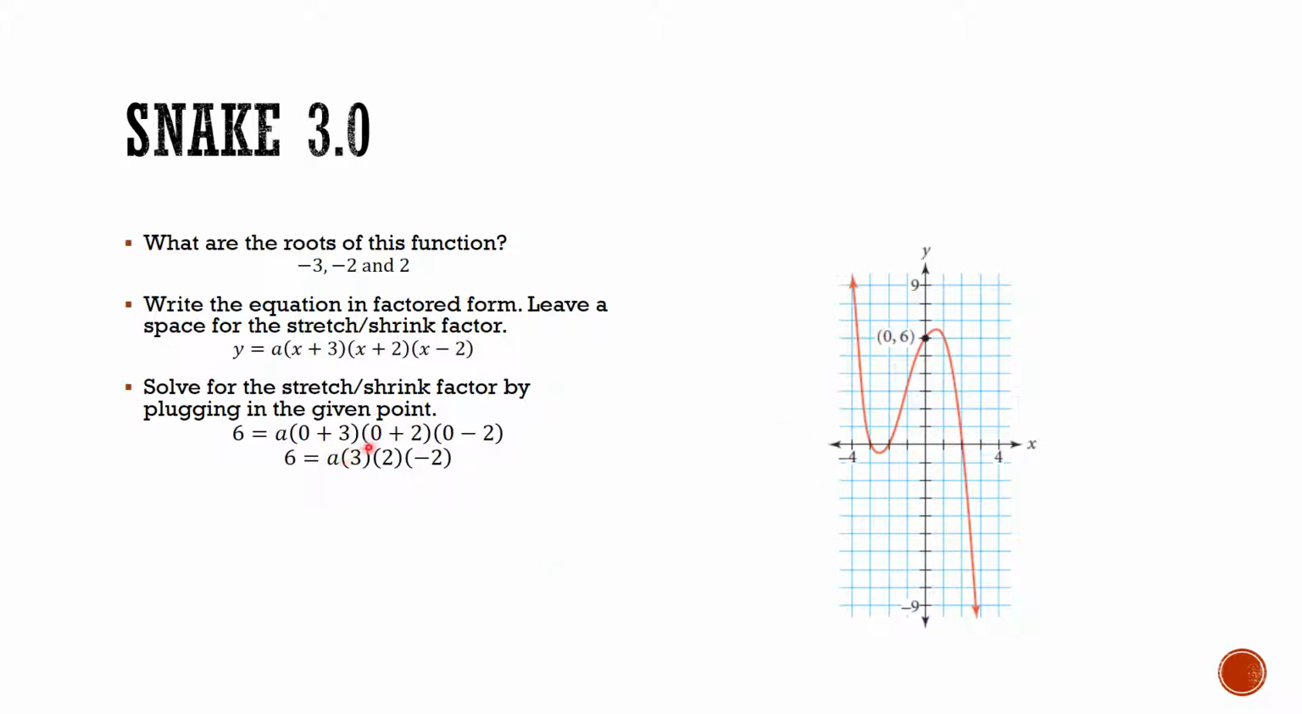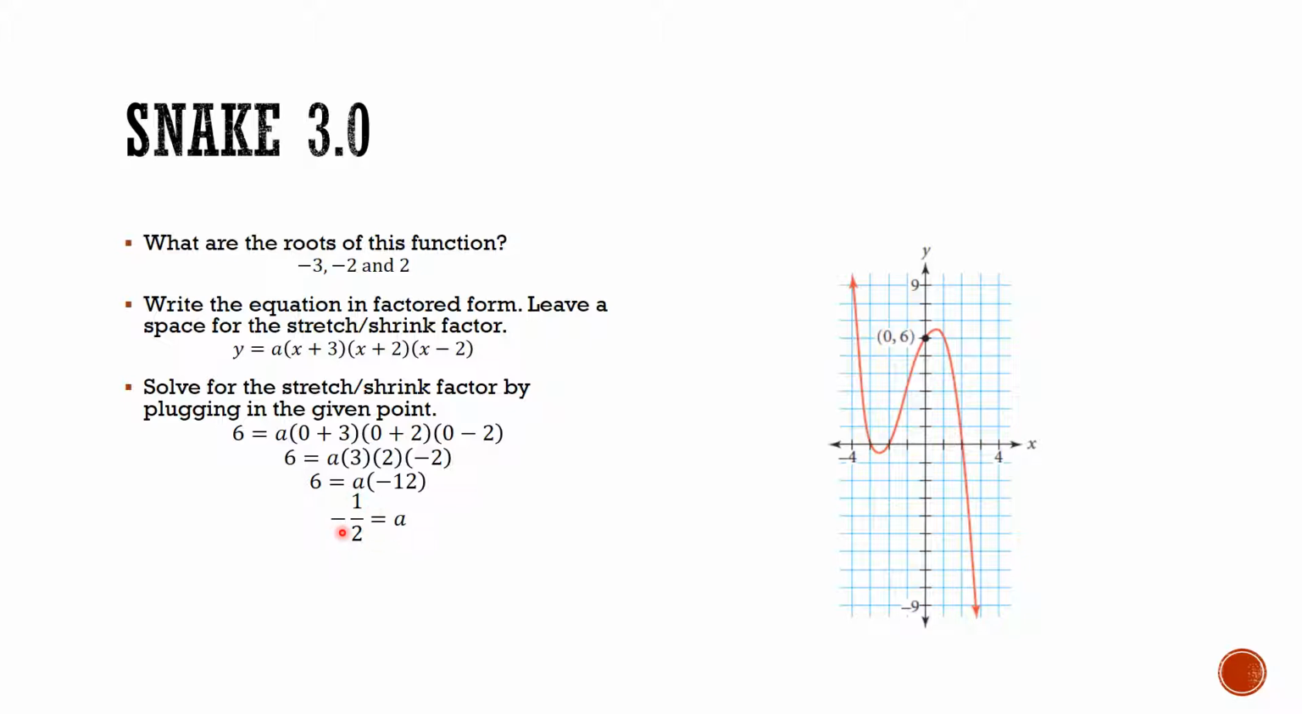We know that 0 plus 3 is 3, 0 plus 2 is 2, 0 minus 2 is negative 2. Then on the right side, you multiply these numbers. 3 times 2 times negative 2 is negative 12. And then you divide both sides to get a by itself. 6 divided by negative 12 is negative a half. Therefore, our shrink factor is a half, and it also was reflected.